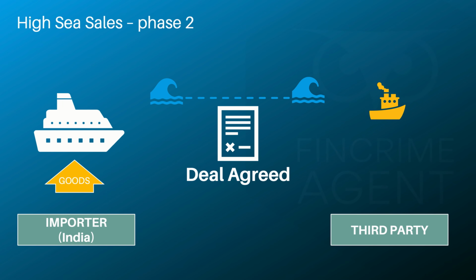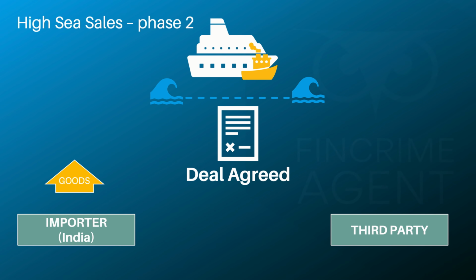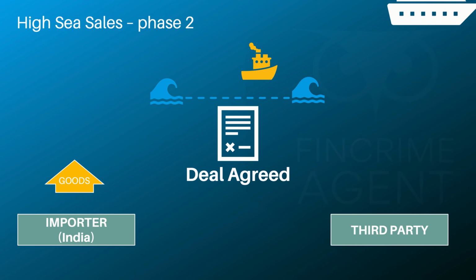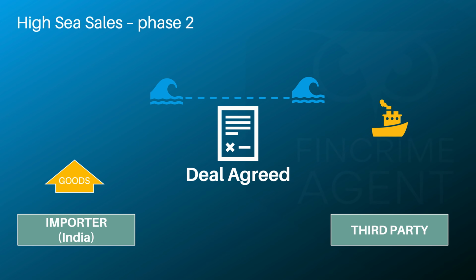The high seas sales process is quite popular for a number of reasons, such as reducing import duties, meeting sudden demand, and improving supply chain efficiency. However, because the high seas sales process happens while the goods are in transit, verifying the transaction details becomes a major challenge. This lack of visibility opens the door to potential misuse for money laundering purposes.